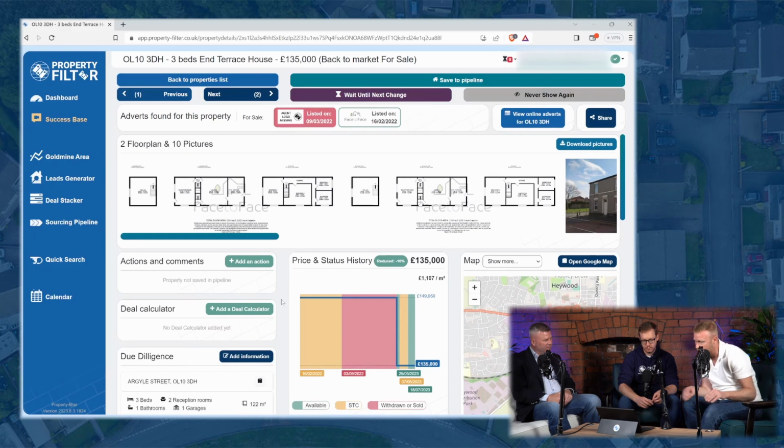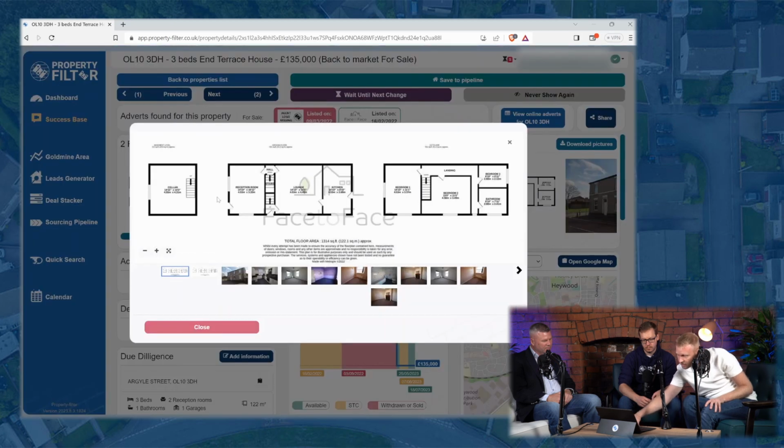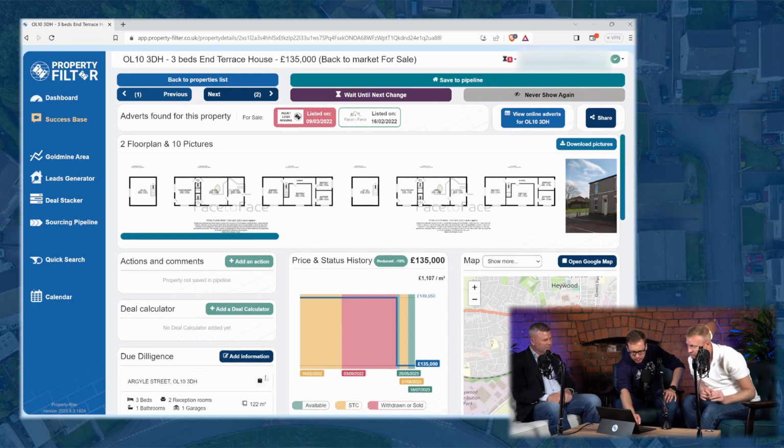So here's another one as well. This one's been withdrawn and sold. It's come back on the market a couple of times. It was at 149,950. Now it's been reduced to 135. The size, I can't read the text there, but 130 or something. 130 square metres. 122, I think. 122. So you can pick it up from here.